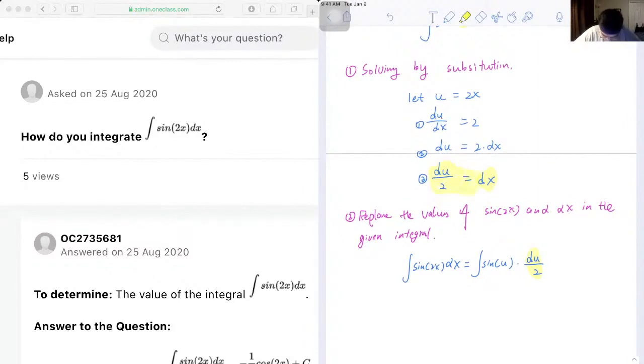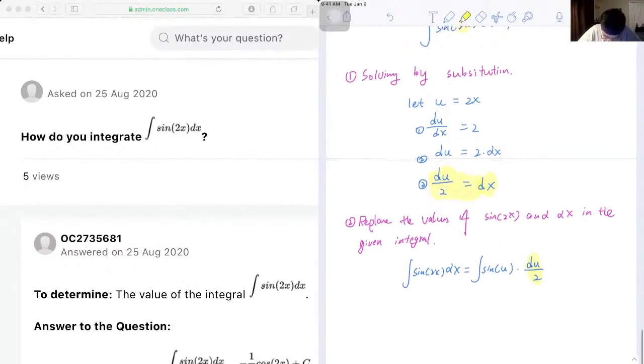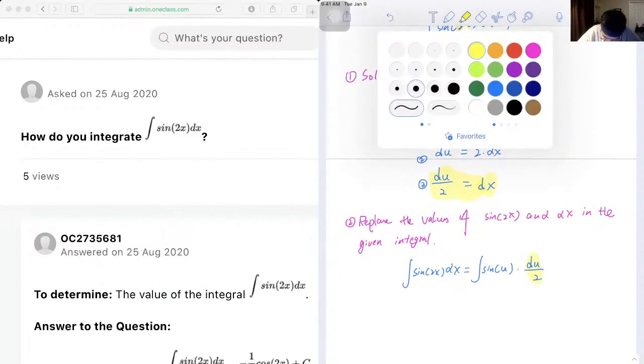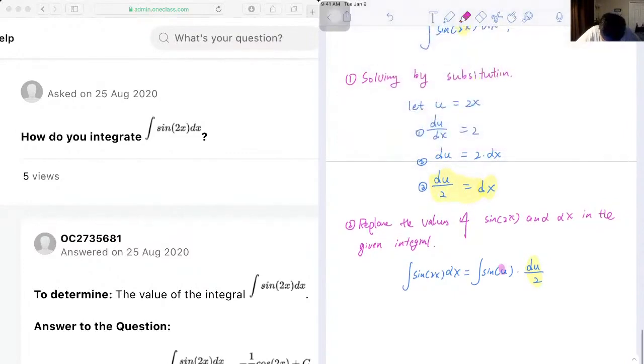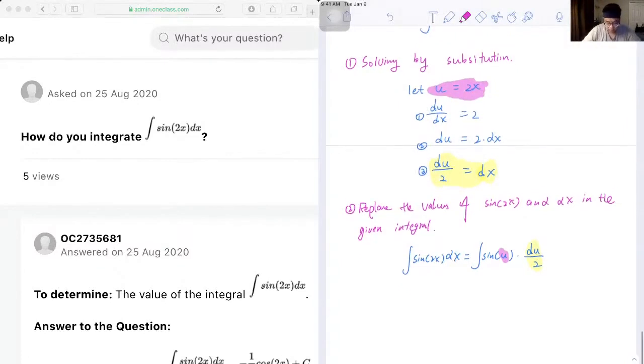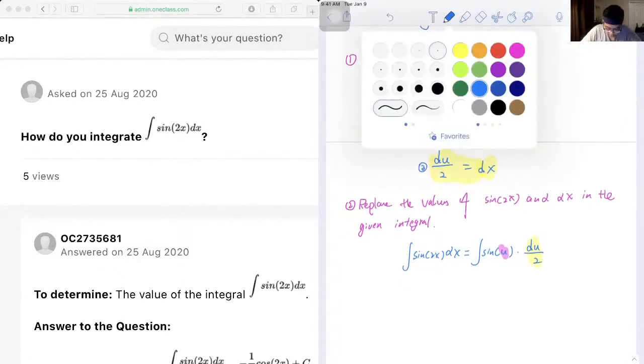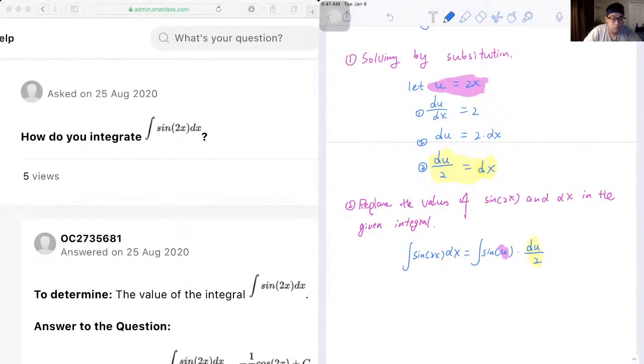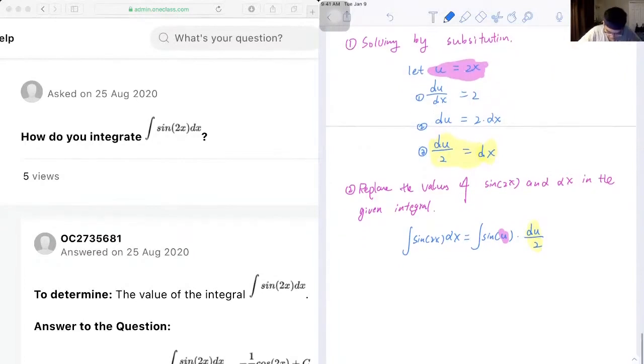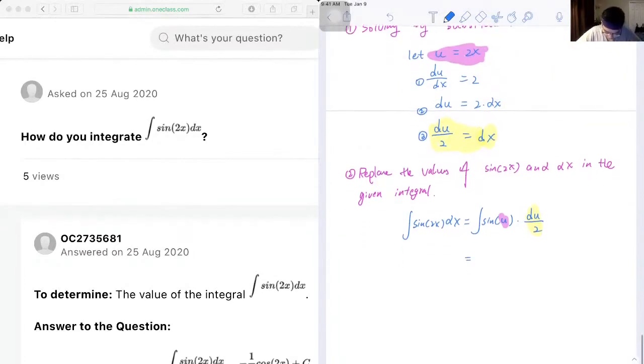So du over 2 is equal to dx, and we have the u from right here. Okay, so we sub that in, and then we solve for one more step. So this is also going to be equal to 1 over 2 times the integral of sine u du. Okay.